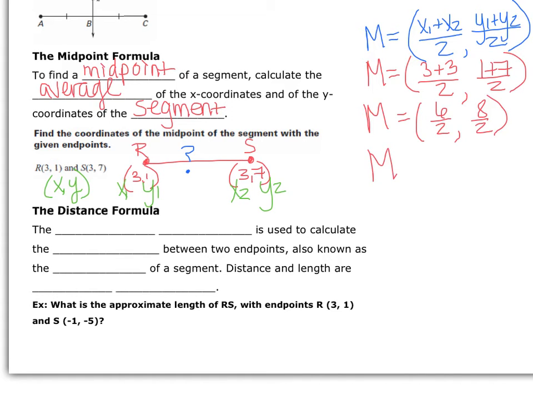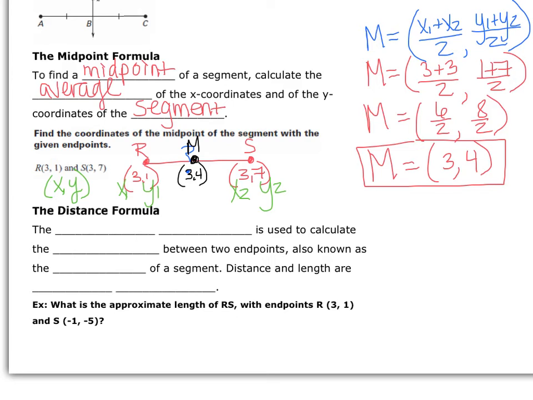Now the last step is you divide. So 6 divided by 2 is 3. 8 divided by 2 is 4. So 3, 4 is the middle of that line. So you know on this line there's a middle, and it is at the coordinates of 3, 4.